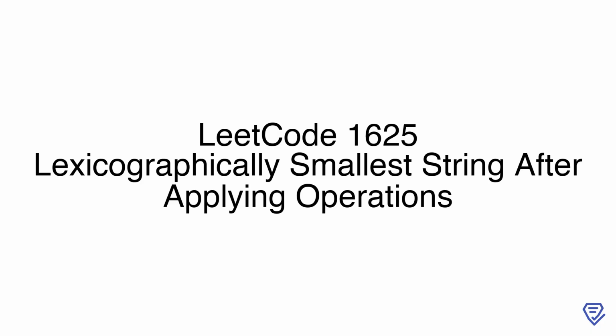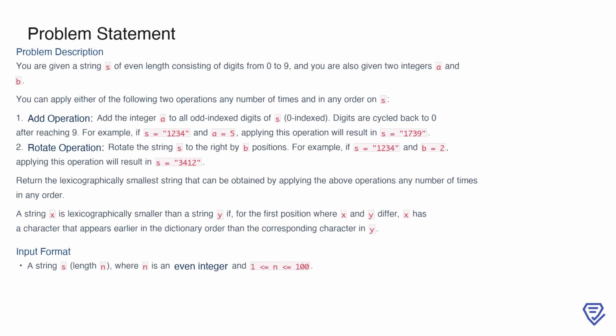Let's get started. In this problem, we are given a string S, which has an even length and consists of digits from 0 to 9. Along with the string, we are provided two integers, a and b. The task involves applying two types of operations on the string as many times as desired and in any order.